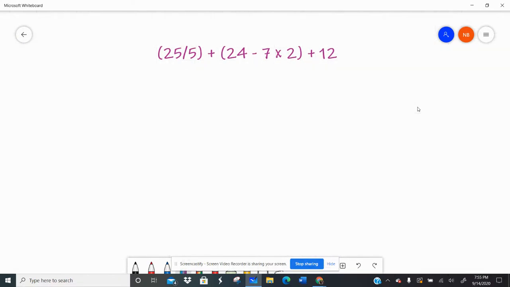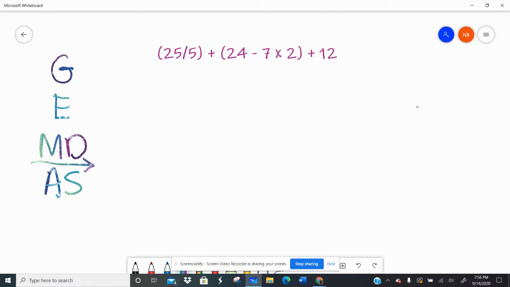So let's look at another one, a little more complicated. Again, I'm going to write my GEMDAS on the side. Add and subtract, left to right, left to right. So now I have some parentheses, some grouping symbols. I'm going to do the grouping symbol that is the most left, like we read left to right. So I'm going to do this 25/5. Well, that's kind of like a division bar. 25 divided by 5 is 5.